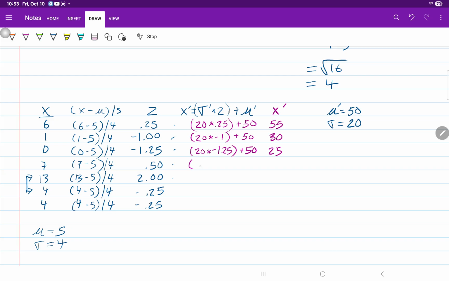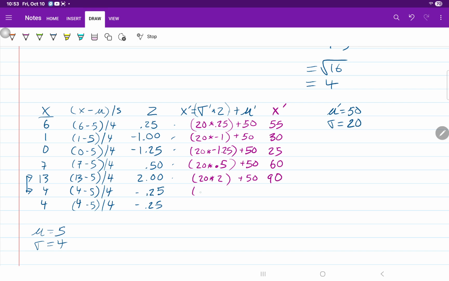And the next one we have is, again, 20 times 0.5 is going to give us a score of 60, because 20 times 0.5 is 10, plus 50 is 60. Our next one is, again, that new standard deviation of 20 times 2 this time, plus 50. That'll give us an x prime value of 90.